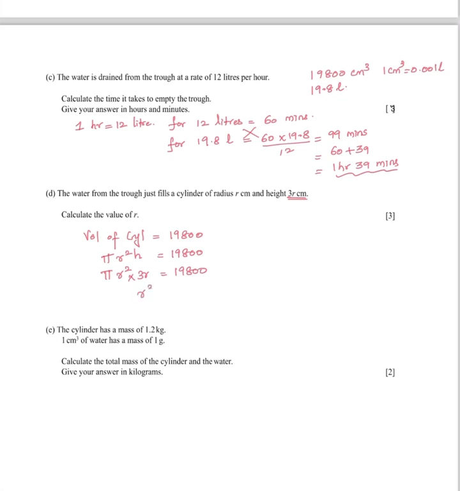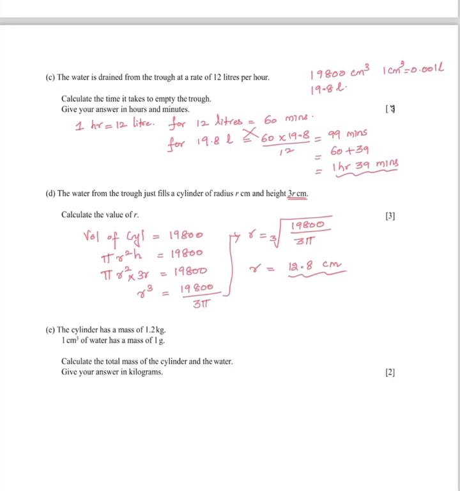So it becomes 3 pi r cube. R cube is equal to 19,800 divided by 3 pi. Then r is the cube root of 19,800 by 3 pi, which amounts to 12.8 centimeter. So this is the radius of the cylinder.